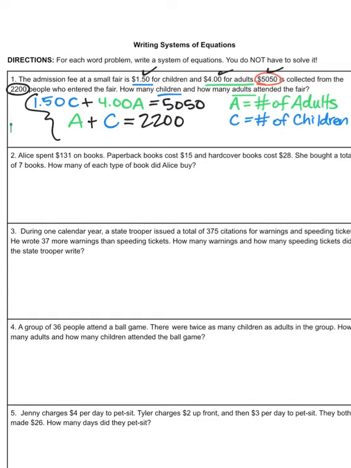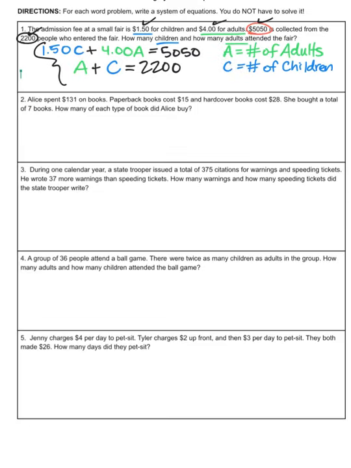Notice they both have A and they both have C, and I used every single number in my problem one time only. That's going to be really important. And I figured out what my variables should be based on the question they were asking. Now notice on this one, it very clearly states for each word problem, write a system of equations. You do not have to solve it. So I don't expect you to solve these right now. We're just working on writing them.